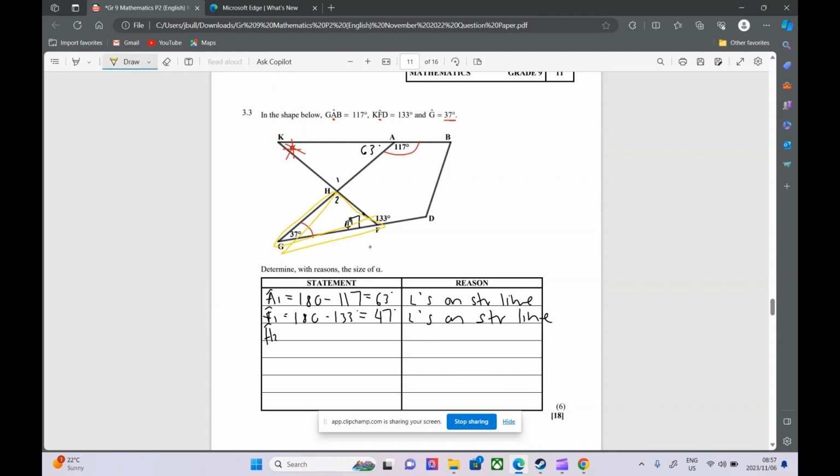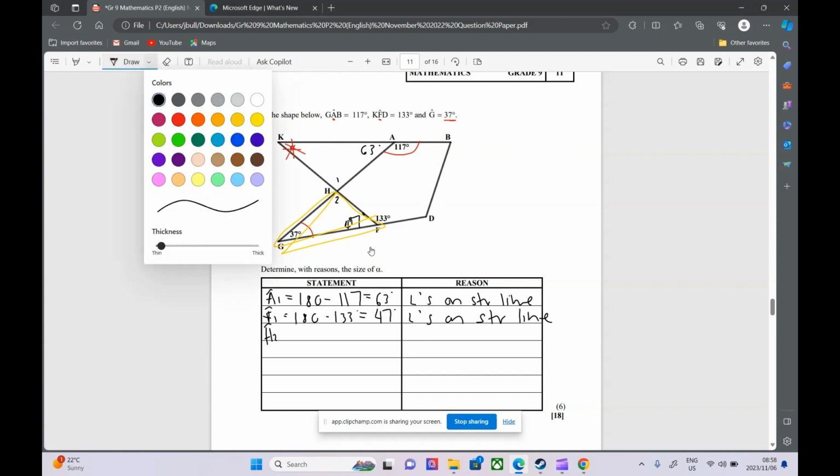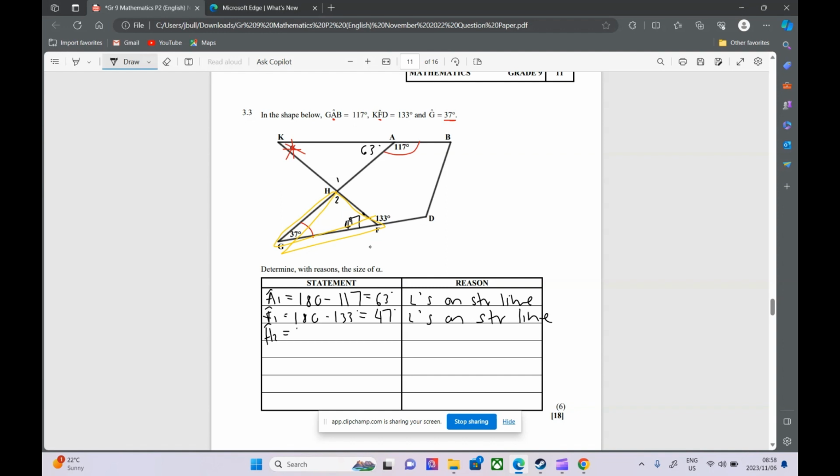Sorry for my chaotic drawing. So in this bottom triangle, we have got 2 of the angles. We just need that last one. So we could use angles on a triangle. So we can say H2 is going to be 180, take away that 37, take away the 47. So H2 we can work out then is 96 degrees. Our reason is the sum of interior angles of a triangle. So triangles always add up to 180 degrees.